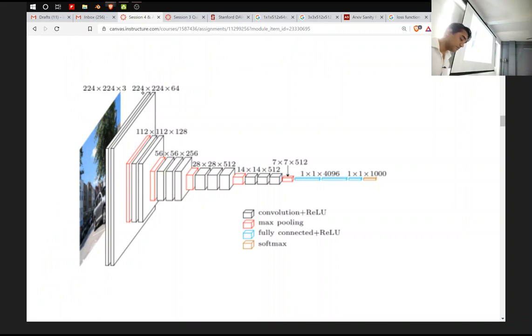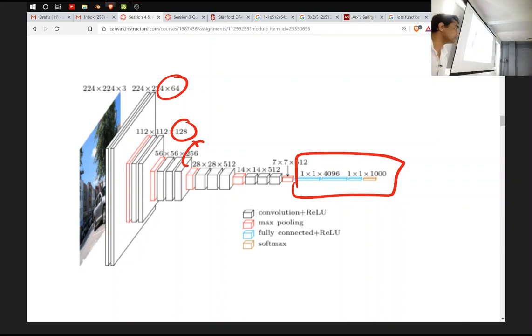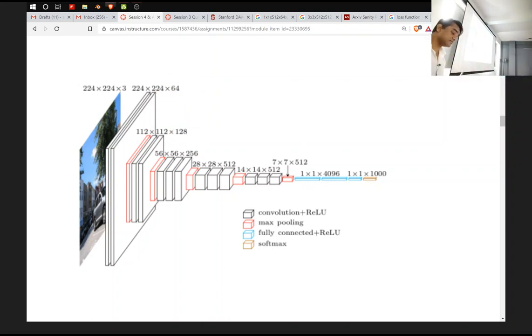Now same steps, 64, 128, 256, 512, 512, and this is where the fully connected layers are coming in. The reason for that is, first of all, VGG is one of the best architectures. People in fact today are also using it, and it's a part of many encoder-decoder architectures. And the reason for that is that it's very simple.